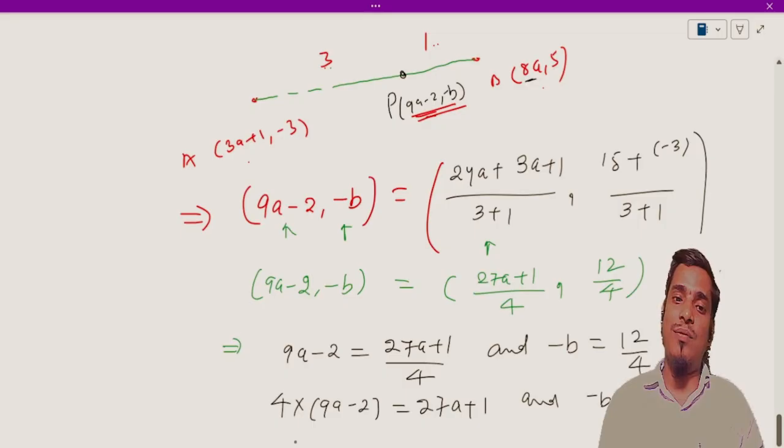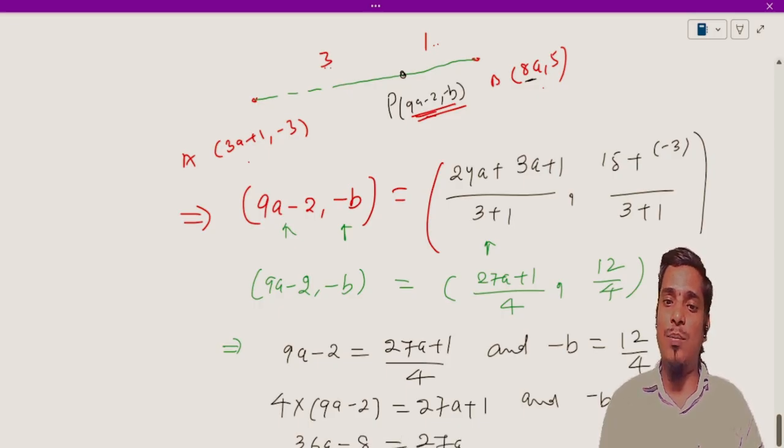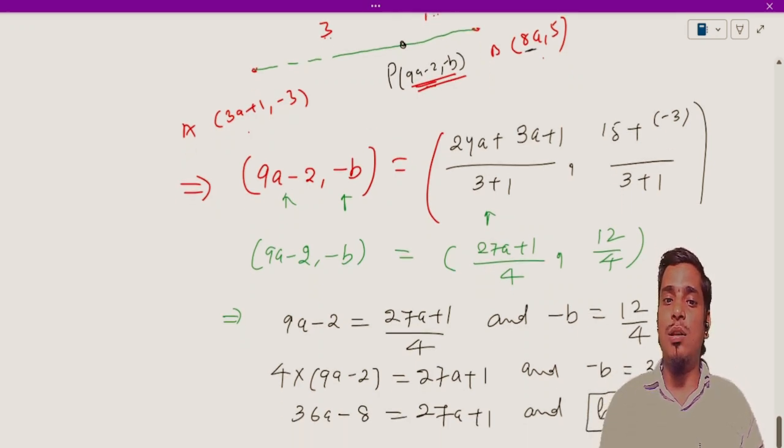Now we just need to simplify this. 4 9s are 36a minus 8 is equal to 27a plus 1, right? And b is equal to what? b is equal to minus p, which is equal to 3. So b is equal to what? Minus 3. So this is the value of b. The only thing we need to do is solve this for a.